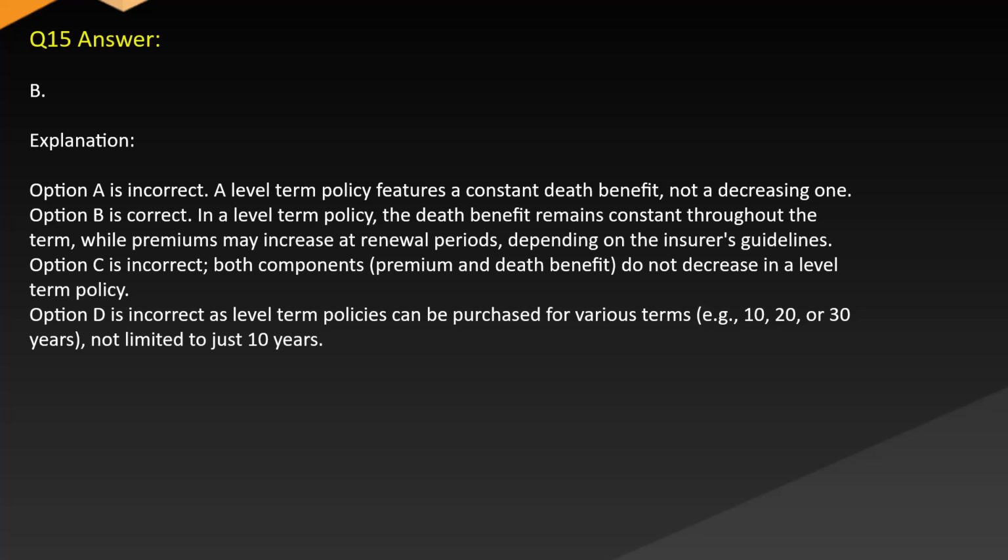Answer B. Explanation. Option A is incorrect. A level term policy features a constant death benefit, not a decreasing one. Option B is correct. In a level term policy, the death benefit remains constant throughout the term, while premiums may increase at renewal periods depending on the insurer's guidelines. Option C is incorrect. Both components, premium and death benefit, do not decrease in a level term policy. Option D is incorrect, as level term policies can be purchased for various terms, e.g. 10, 20, or 30 years, not limited to just 10 years.